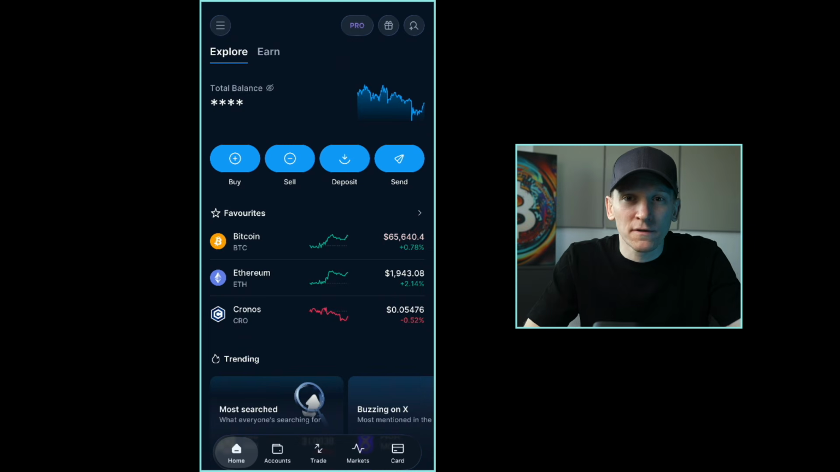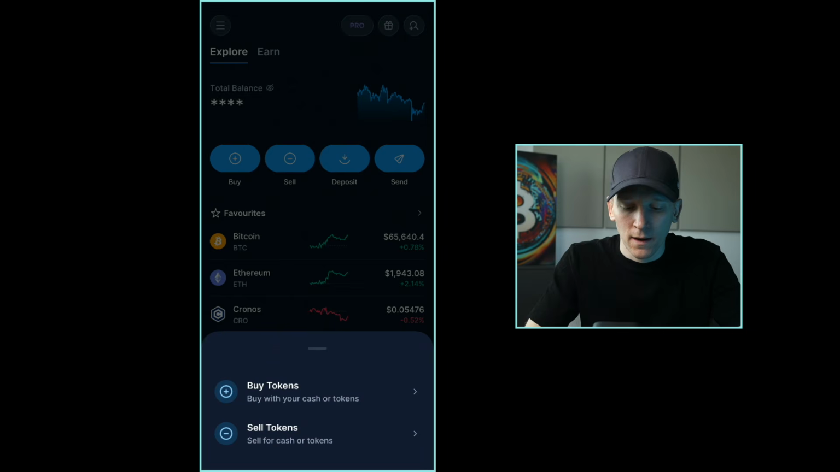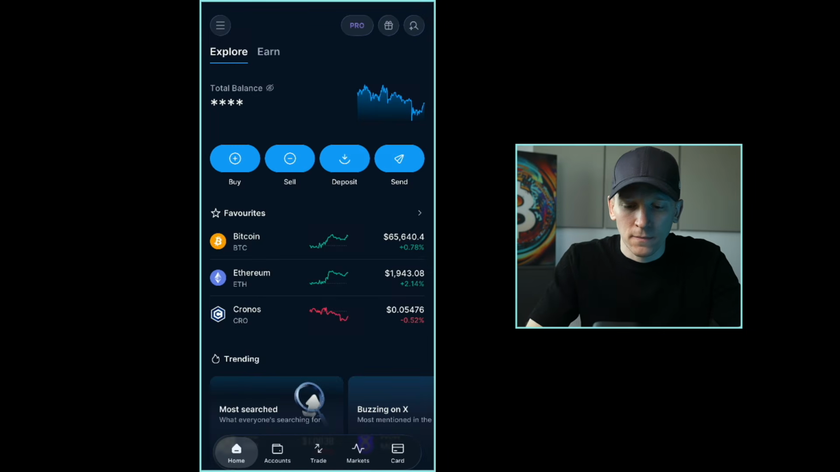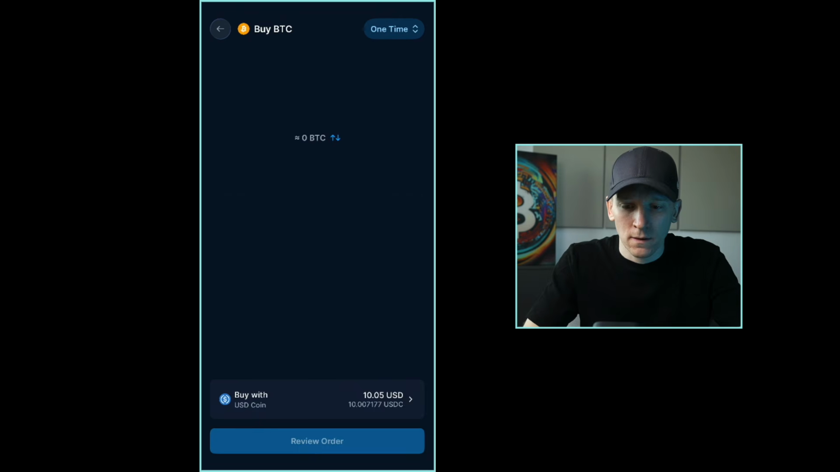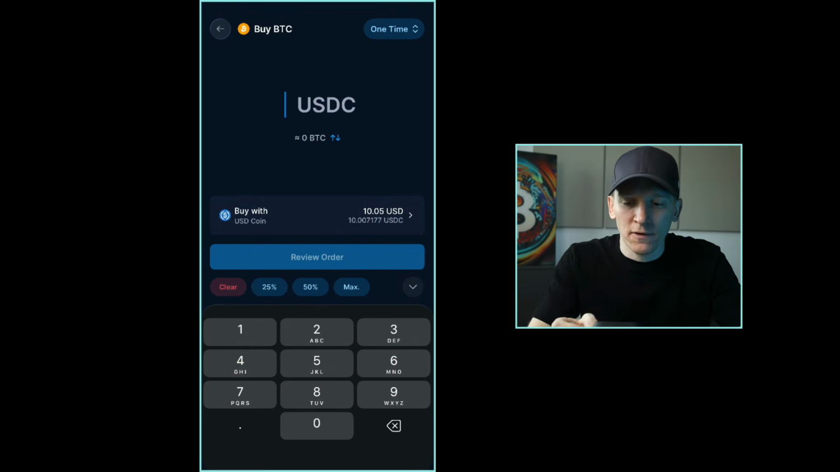I'll show you how to use limit orders on the Crypto.com app. Go down to the bottom and press trade. That's in the middle here. And then from here, press buy tokens. And then choose the asset that you want to buy. I'll buy some Bitcoin.